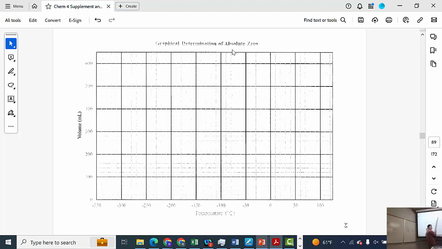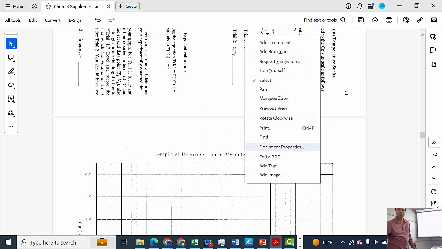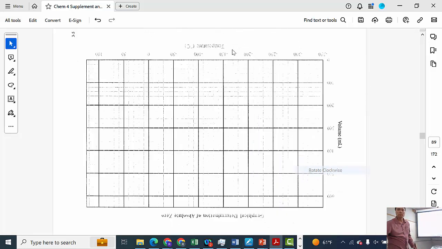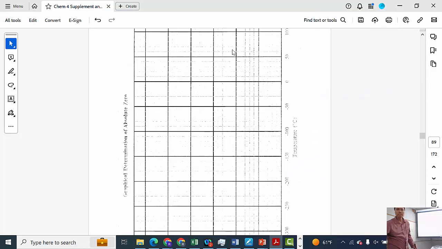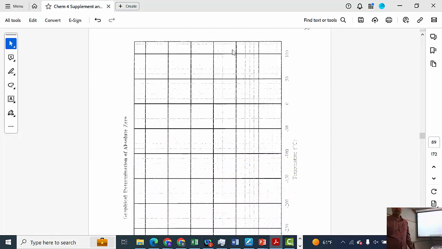Let's see what yours comes out to. So we're going to draw 2 lines. Trial 1, hopefully it comes out to minus 273.15, and trial 2, hopefully that comes out to minus 273.15. And so we're going to get the x-intercept, and then you're going to write it here. X-intercept, hopefully minus 273.15. Trial 1, minus 273.15, trial 2. The expected intercept is minus 273.15. And then we're done with this lab report. All right, any questions on this?